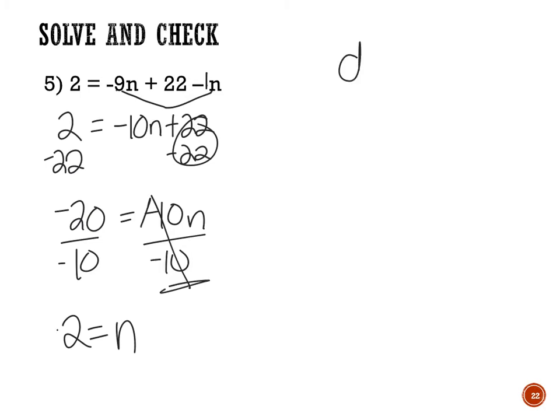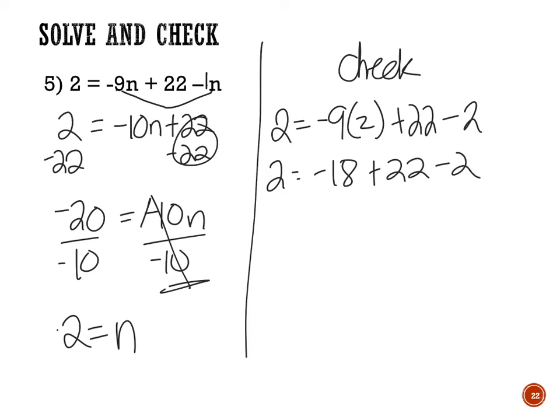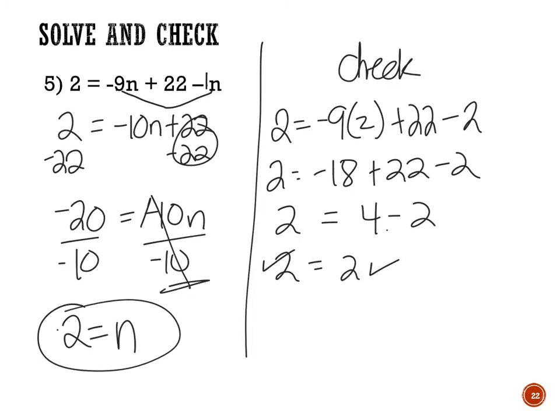To check it, 2 equals negative 9 times 2 plus 22 minus 2. Negative 9 times 2 will be negative 18 plus 22 minus 2. Negative 18 plus 22 equals 4 minus 2. 4 minus 2 is 2. My answer checks out, so 2 equals n.